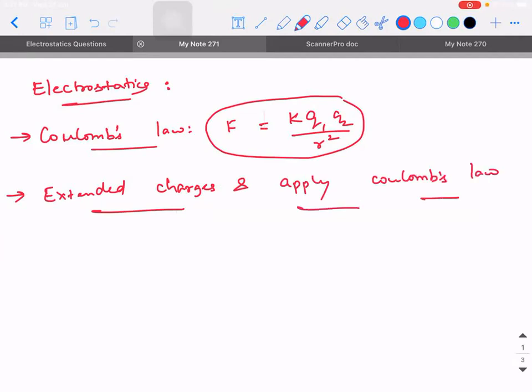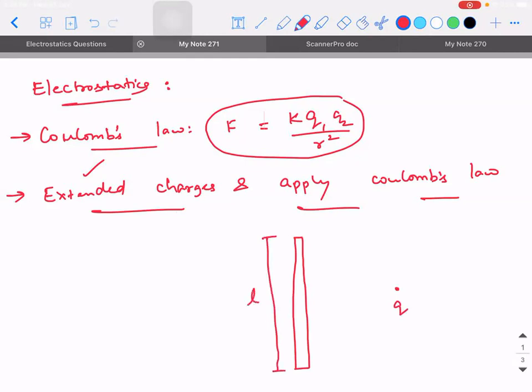So when do you apply Coulomb's law? It is applicable only for point charges. When you have extended charges, how you are supposed to apply it is, see, suppose there is a rod and there is a point charge. This rod is of finite length. Let's say this is of length L.